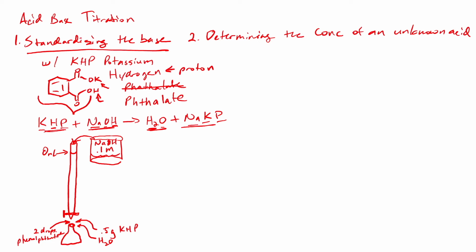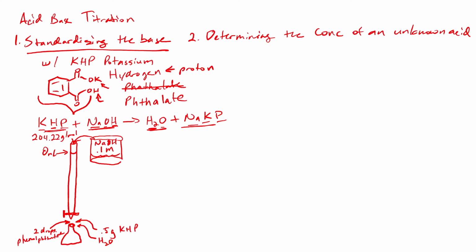That reminds me, though, I also need to know the molecular weight of potassium hydrogen phthalate because that's how we figure out the number of moles, right? So KHP's molecular weight is 204.22 grams per mole. Okay, awesome.